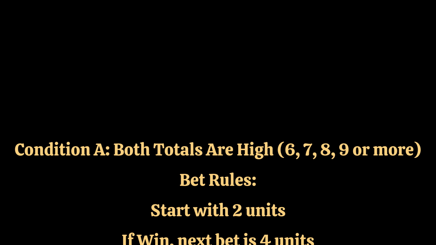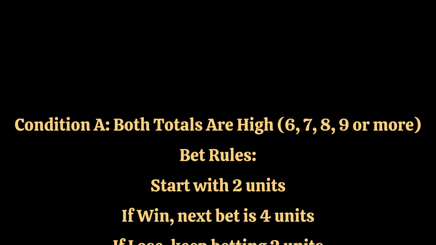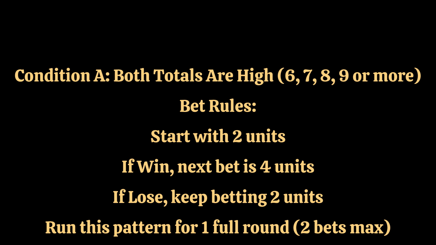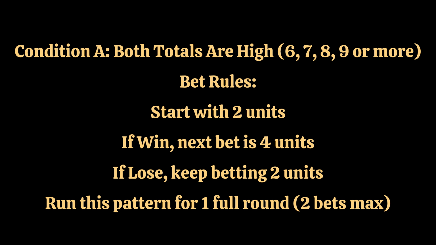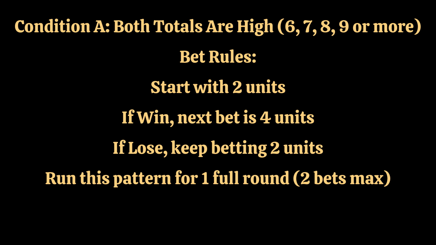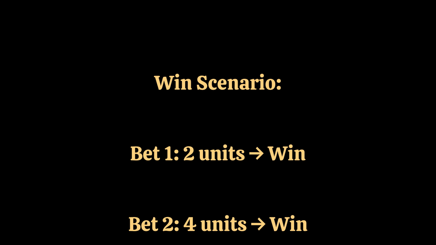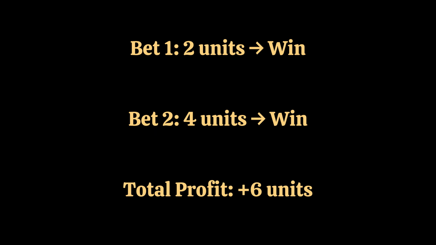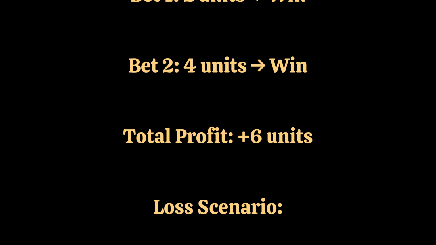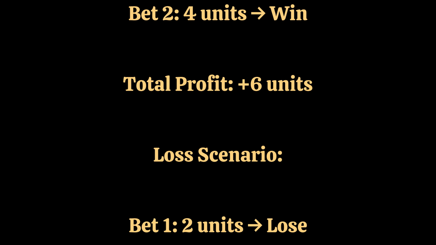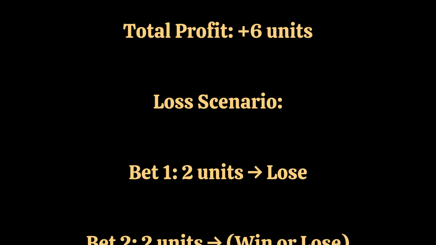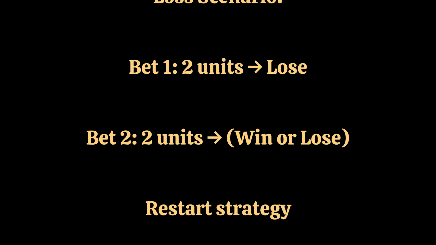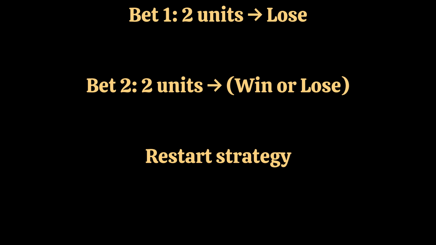Money management rules. Start with 2 units. If win, next bet is 4 units. If lose, keep betting 2 units. Run this pattern for 1 full round, 2 bets max. Examples. Win scenario. Bet 1, 2 units win. Bet 2, 4 units win. Total profit, plus 6 units. Loss scenario. Bet 1, 2 units lose. Bet 2, 2 units. Restart strategy.